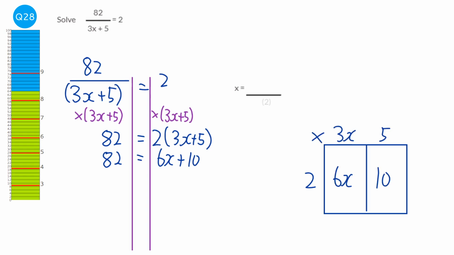Any method you like. And then we're going to take away the 10 both sides because we want x on its own. And so we've got 72 equals 6x. And then we're going to divide both sides by 6. And so we've got 12 equals x, or x equals 12.